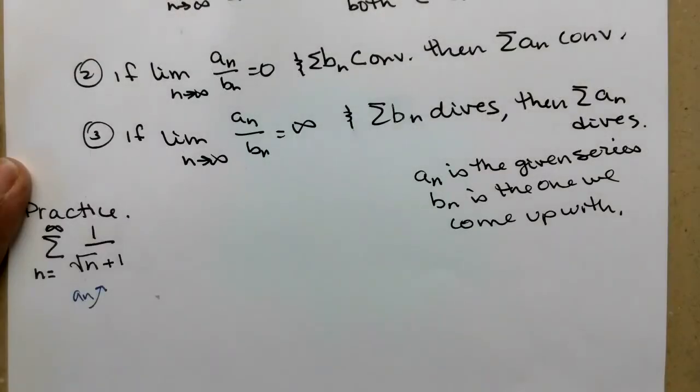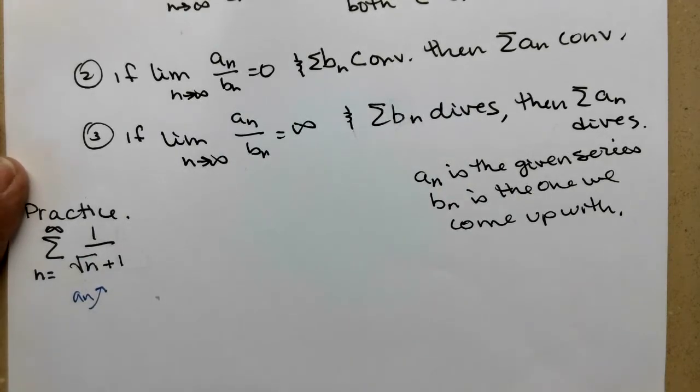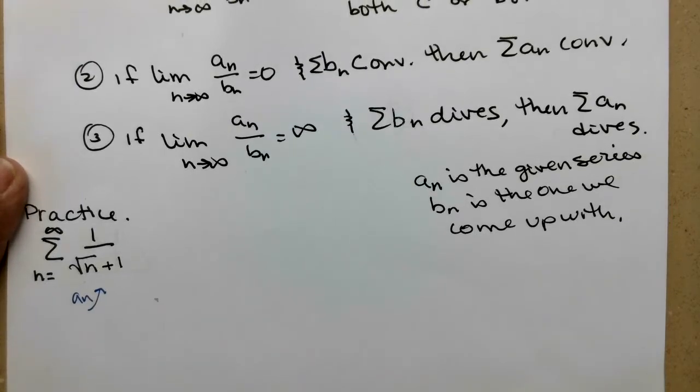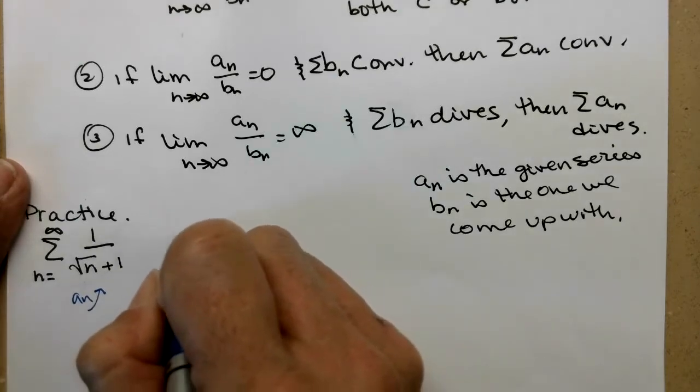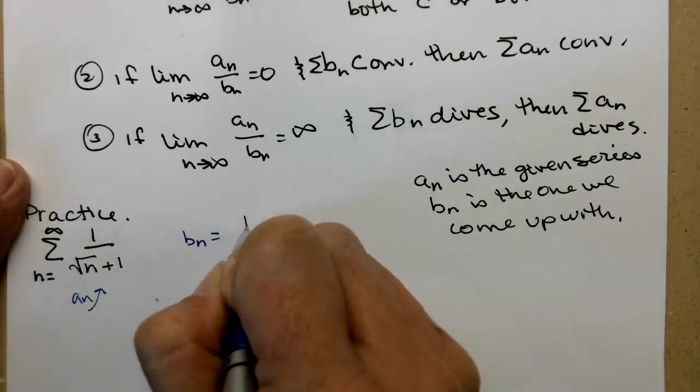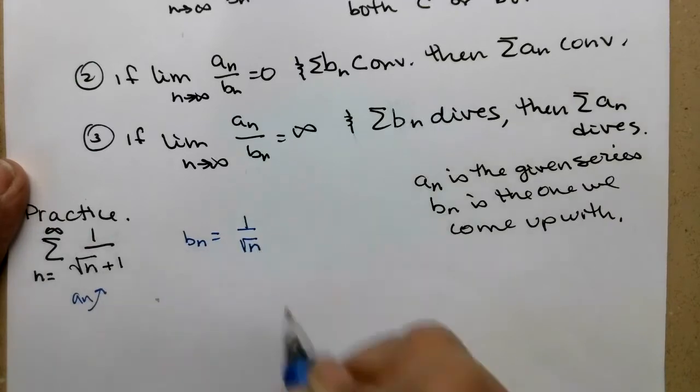Determine if it converges or diverges. So let's take a look. What do we think? What would we compare it to? It kind of feels like a 1 over square root of n. So we're going to choose b sub n to be 1 over the square root of n.